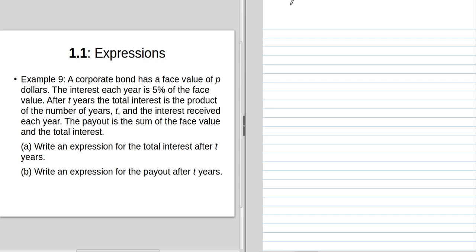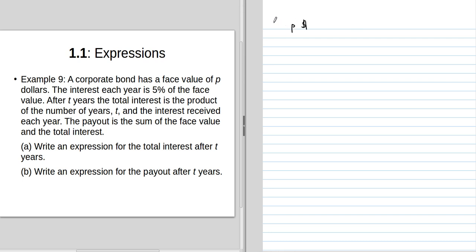So here's the first. Expressions. Example 9. A corporate bond has a face value of $P. Whenever I'm doing a word problem, I like to have a sheet of scrap paper, and I'll just start writing down things in algebra or symbols. So the bond has a value of $P.